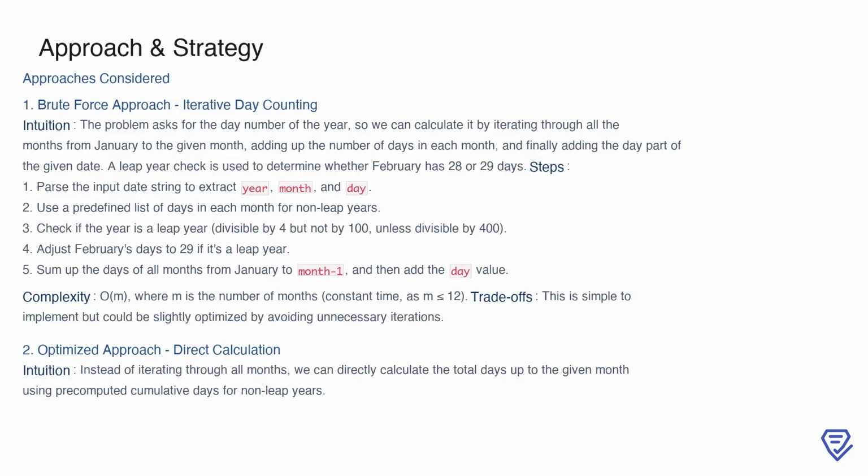This is determined by whether the year is divisible by 4 but not by 100, unless it's also divisible by 400. If it is a leap year, February is adjusted to have 29 days instead of 28. Finally, we sum up all the days and return the result. While this approach is simple to implement and has a time complexity of O(m), where m is the number of months, it does involve iterating through the months, which introduces a slight inefficiency.